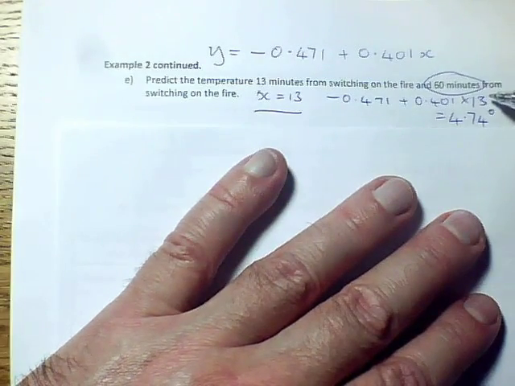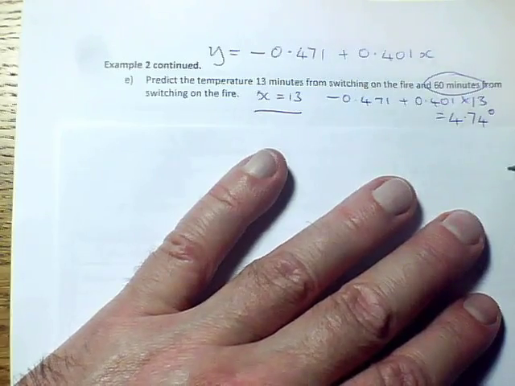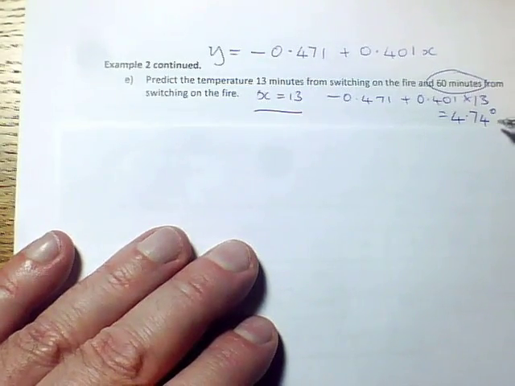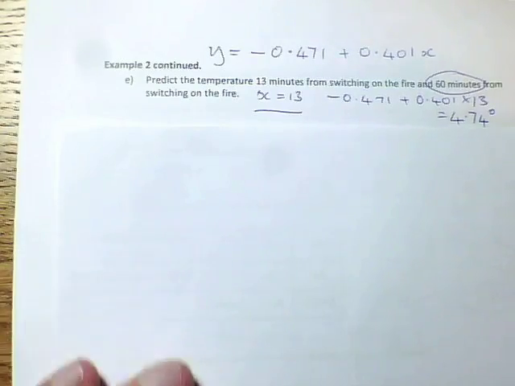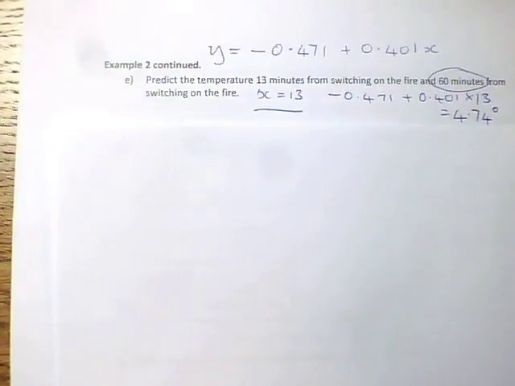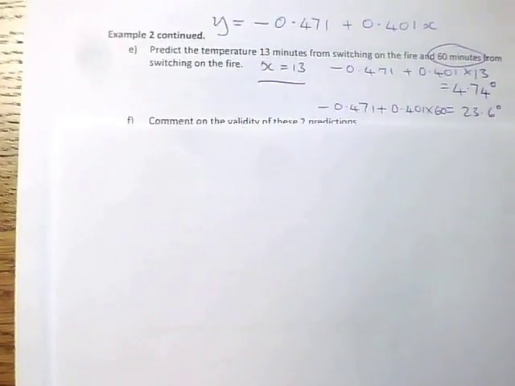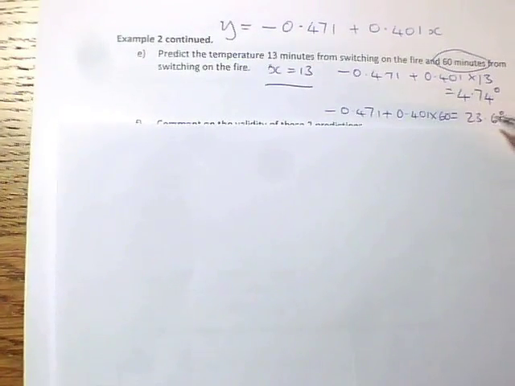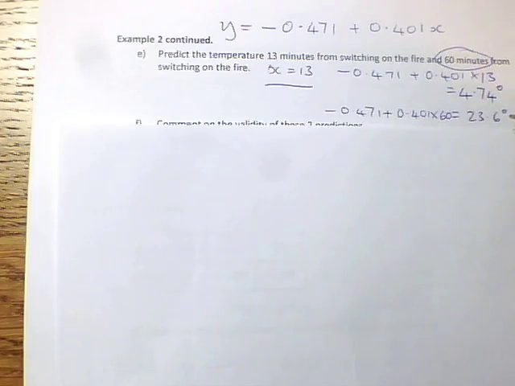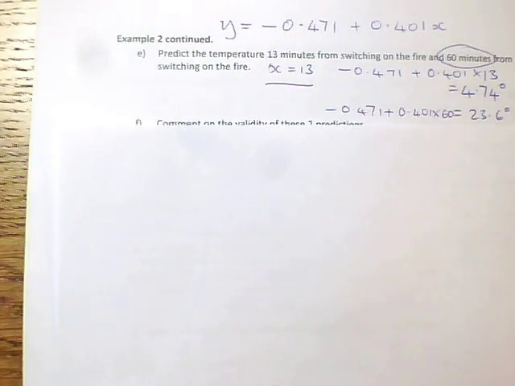There's that substituted in for x. Do this on your calculator and you get a value of 4.74 degrees. And then we've got to do the same thing for 60 minutes, so we just do the same thing with x equals 60. So I've got a 60 here for my x, and I got 23.6 degrees. So making predictions is just a matter of substituting your x values into the formula.